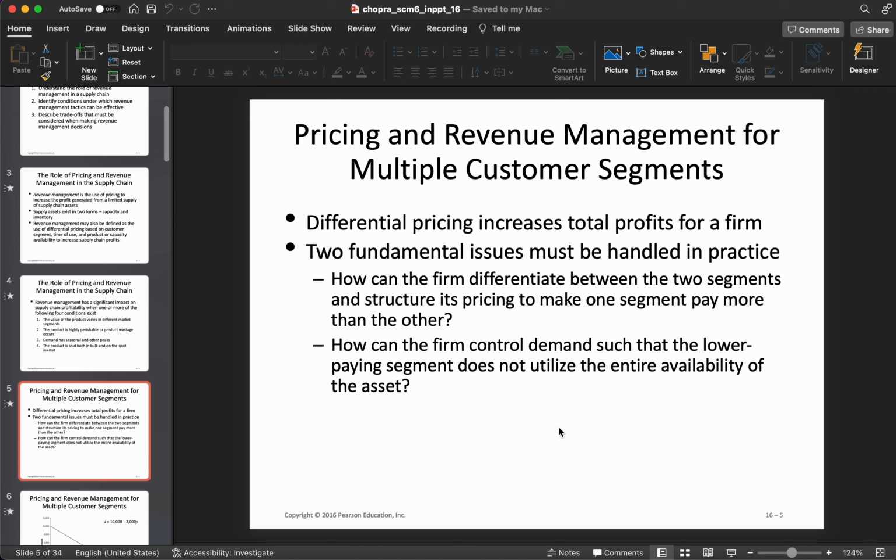Again, going back to Uber, you have regular Uber, you also have Uber XL, right? So there are different tiers. If you use Lyft, for example, and you're willing to wait for a while, they'll charge you a lower price. So how do you differentiate the different segments? So that's one important issue. And how do you structure the pricing so that one segment pays more than the other? Now, the other important issue to understand in practice is how can a firm control demand such that the lower paying segment does not utilize the entire availability of the asset. So you have to set some of it aside for the higher paying segment.